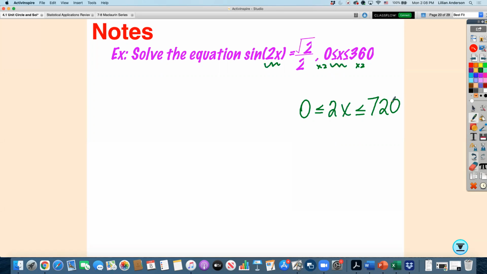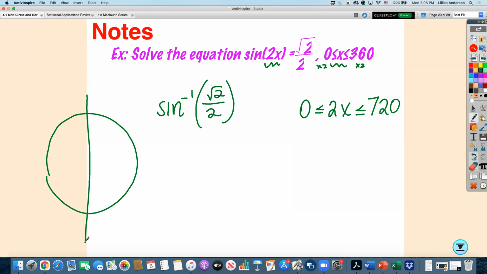Now, when I ask myself, where does sine equal square root 2 over 2, I'm not just looking from 0 to 360, I'm looking from 0 to 720, because I'm trying to make sure I include all of the values that work. So a positive square root 2 over 2 occurs in which quadrants? Where sine's positive, the top quadrants, yep. Because remember, sine is which coordinate? The y coordinate. So you're looking where sine is positive, so that's only going to happen in the first and the second quadrant. Root 2 over 2 is which angles? And we're in degrees.